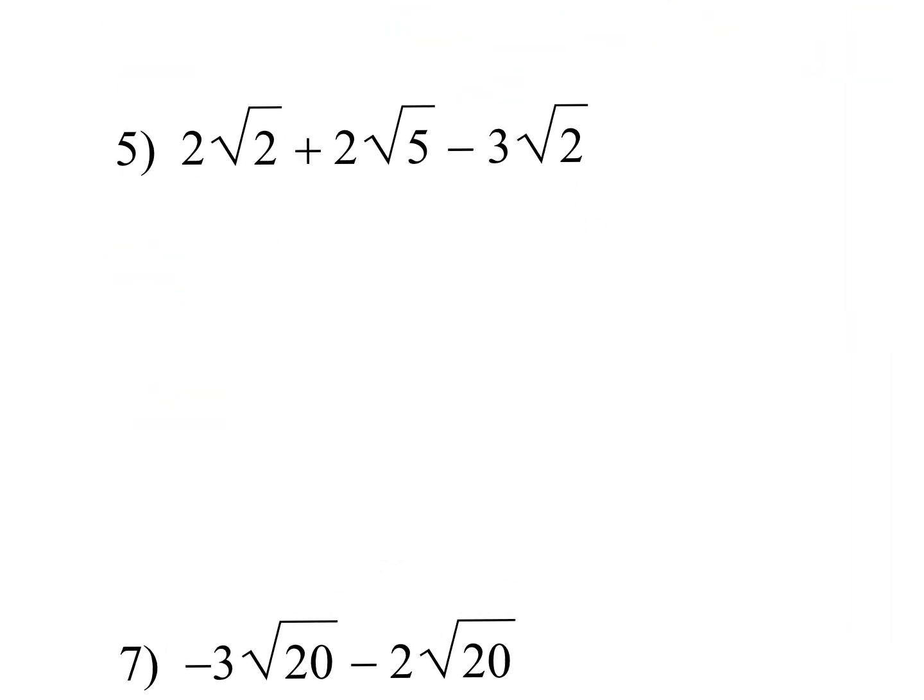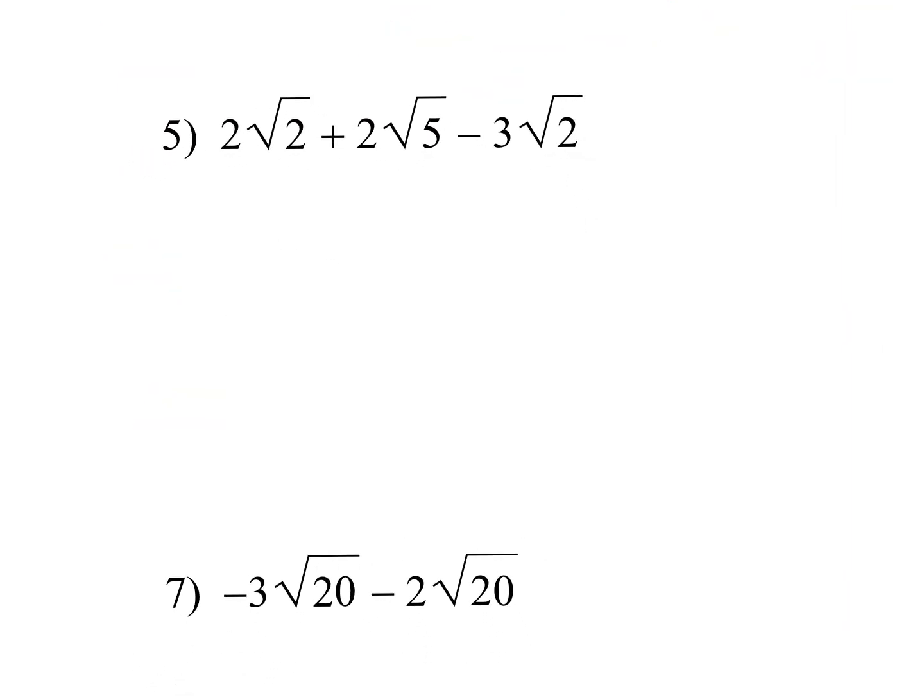What does it look like when we get to number 5? How many radicals do we have? We have 3. Do any of them match? Which ones match? Yep, we have like terms here. Let's take care of those first. 2 minus 3. We have like terms here. 2 minus 3, we have negative 1 square root 2.